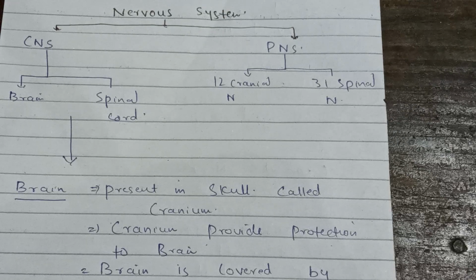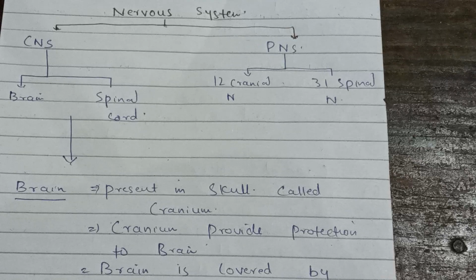After describing a brief review of the neuron, I am going to discuss the nervous system in a brief lecture. The nervous system contains the CNS, the central nervous system, which is the brain and spinal cord, and the peripheral nervous system, which is 12 cranial nerves and 31 pairs of spinal nerves. First, I am going to explain the brain.